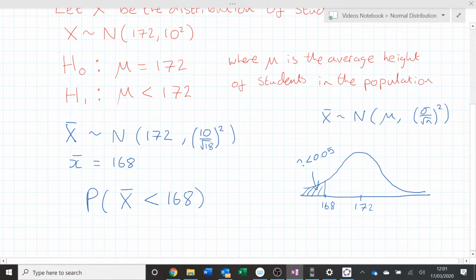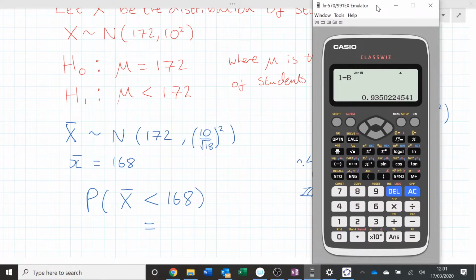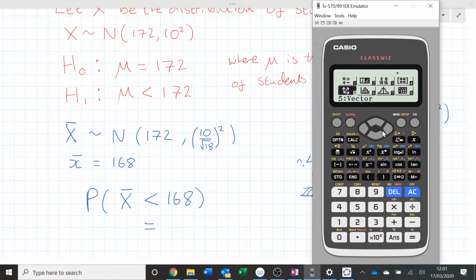We've got a mean, we've got a standard deviation, we've got a value. So we're going to go to the calculator and we're going to find what this value is. We're going to go to distribution, normal distribution. It's a less than. We want less than 168. So I'm going to put minus 99999. I'm going to put 168.